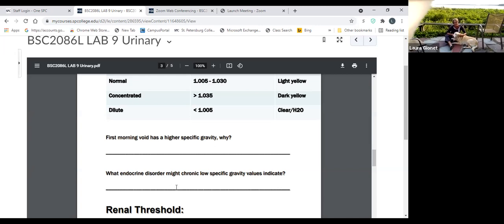What endocrine disorder might chronic low specific gravity values indicate? So that would be indicative of a hyposecretion of antidiuretic hormone. We talked about that briefly in the endocrine system, and that would be diabetes insipidus.